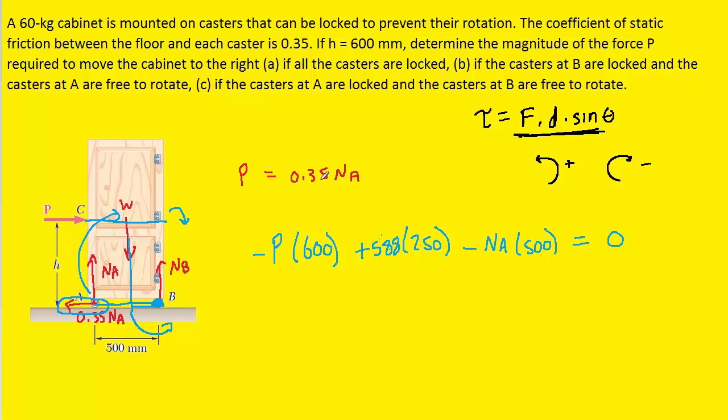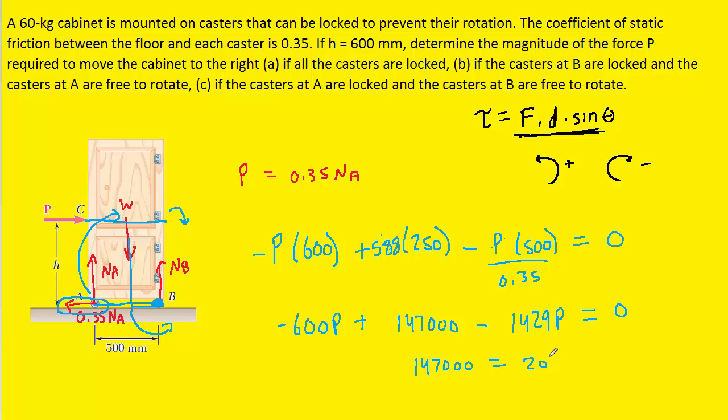Now we can solve the first equation for NA, and we can see that it would be equal to P over 0.35. We'll do a little bit of cleanup. We'll have negative 600P plus 147,000, and then we'll have this minus 1429P equals 0. We can perhaps add the P terms over to the right-hand side so that 147,000 is equal to 2029P. Divide both sides by 2029, and you're going to get about 72.5 newtons for the value of the pushing force. So this is the correct answer to part C.